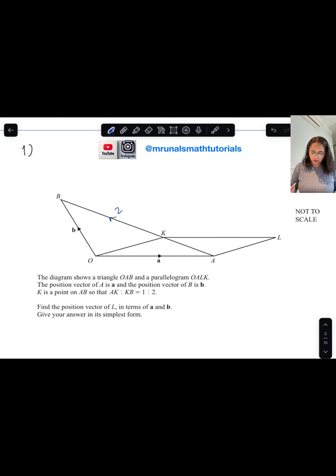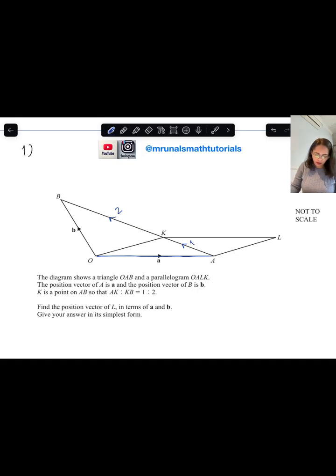So let's look at the first question. What do we have here? The diagram shows triangle OAP and parallelogram OALK. So we have a triangle and we also have a parallelogram over here. The position vector of A is a, so we know that this position vector is a. We also know that the point K is on AB such that AK is 1 and KB is 2.